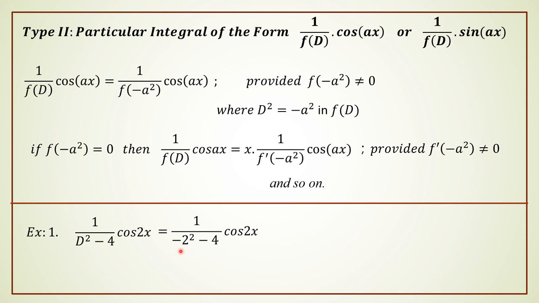Minus 2 square is minus 4, so minus 4 minus 4 is minus 8. So it is minus 1 by 8 into cos 2x. I can write it as minus 1 by 8 into cos 2x. Okay. So 1 by D square minus 4 of cos 2x is minus 1 by 8 into cos 2x.